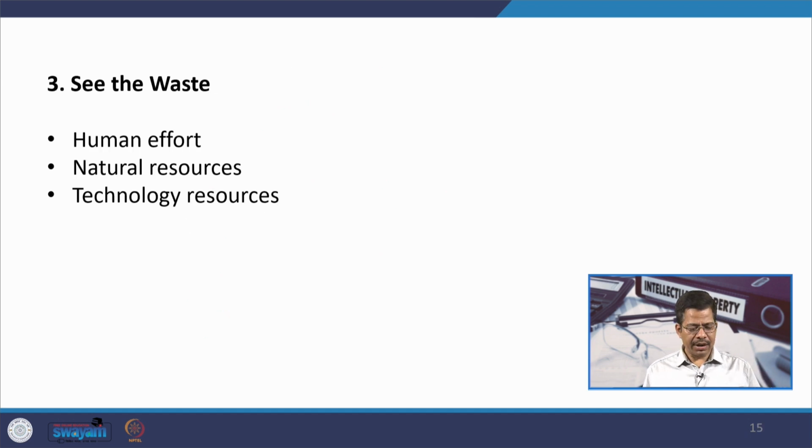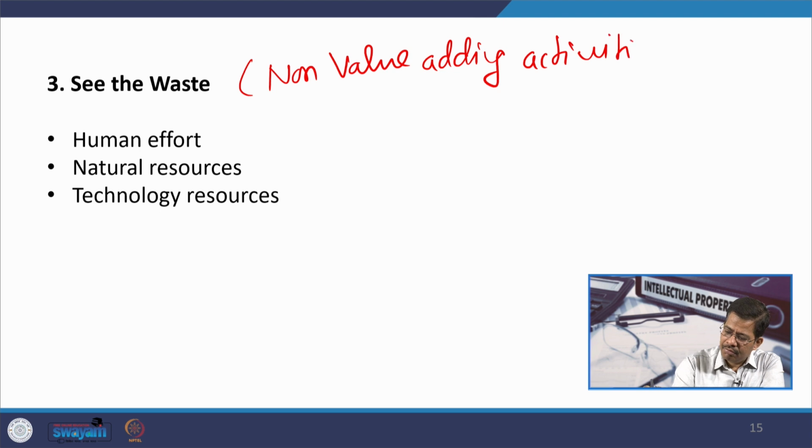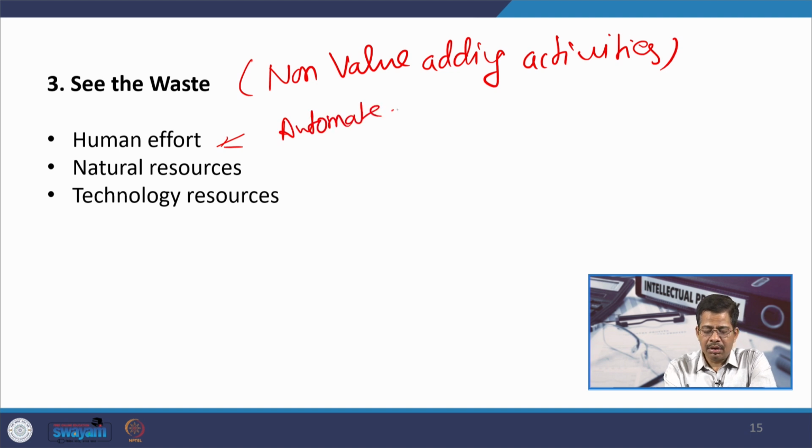Then the third important element of generating the idea, that is you can see waste around you, which is non value adding activities. And in this non value adding activities, it can be with respect to human efforts, make things more automated. You identified that we are wasting the human efforts in these things. Can we do something? Can we develop some solution so that the wastage of human effort can be minimized?